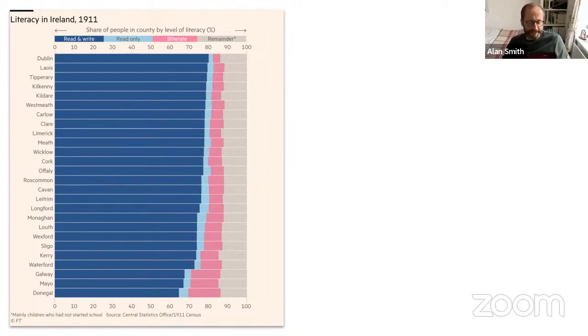In some senses, this chart does answer my question. I can see in each county what proportion of people were able to read and write or read only, and so on. But there's a nagging thing here, which is that every row is a county, but every county has a different number of people living in it. So what I'd be interested in knowing is, within each county, yes, how many people could read and write, but also overall in Ireland, how many people could read and write.